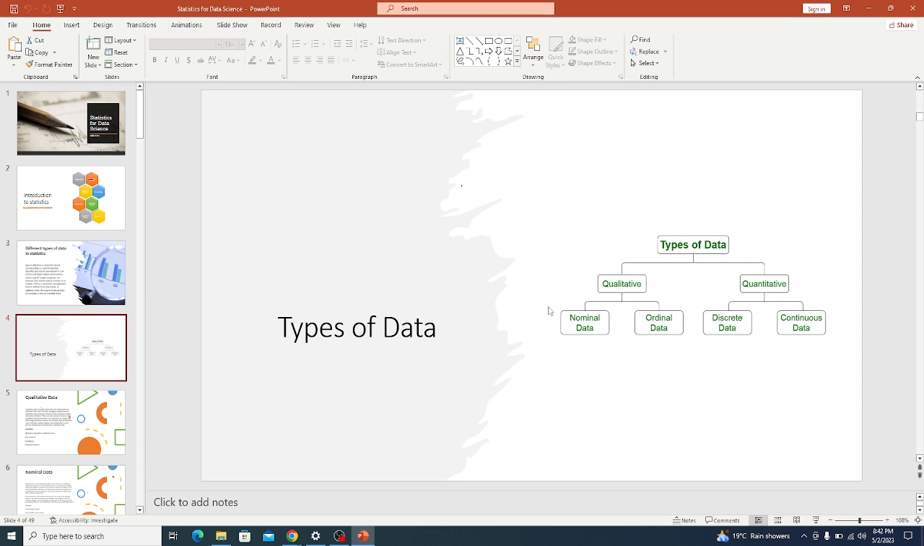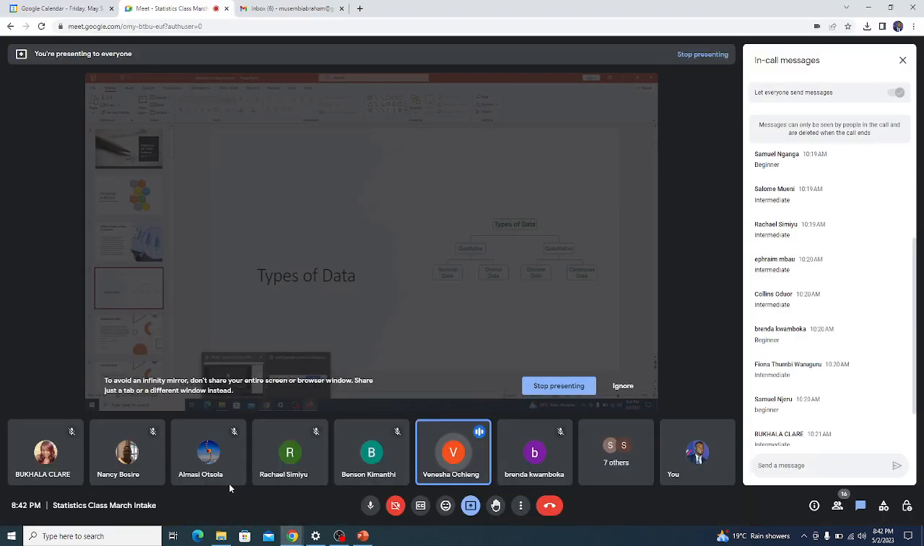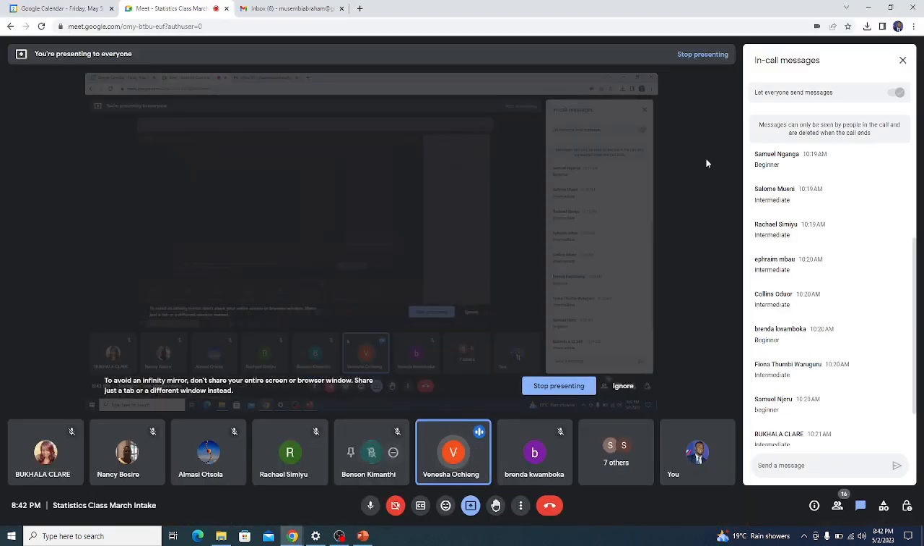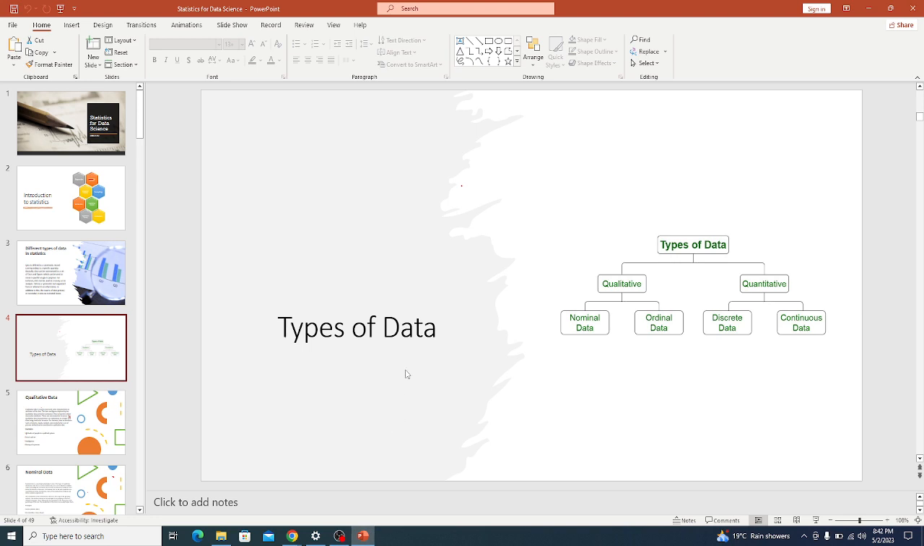Just unmute, and then you define for us or differentiate for us: what is the difference between discrete data and continuous data? Good evening. In my opinion, discrete data is data that is counted and has a limited value, like you can count it, but continuous is unlimited. Mostly it's in numeric value.